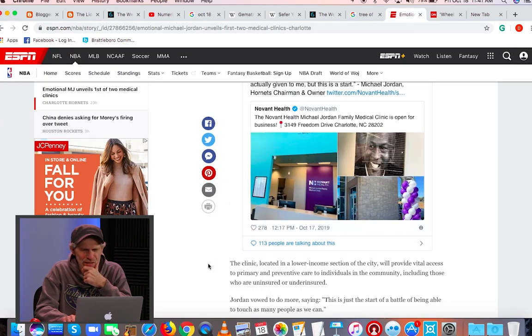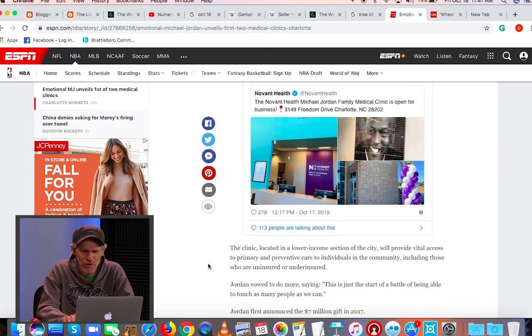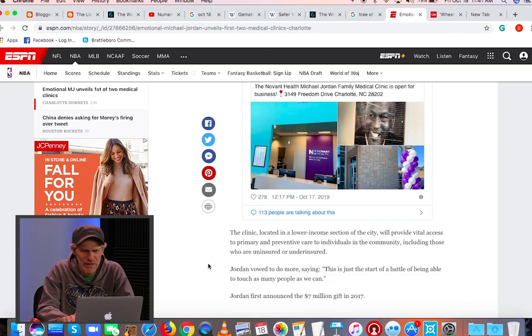Right? So the clinic is located in a lower income section of the city, will provide vital access to primary and preventive care to individuals in the community, including those who are uninsured or underinsured. Jordan vowed to do more, saying, "This is just the start of a battle of being able to touch as many people as we can." It's always a battle, right? It's always war. War on drugs, war on cancer, battle.